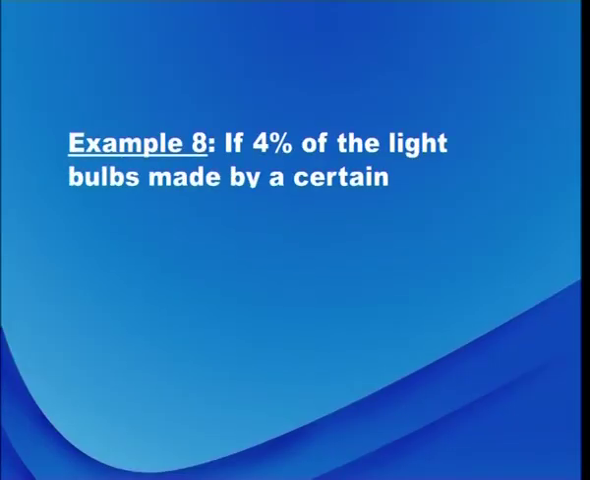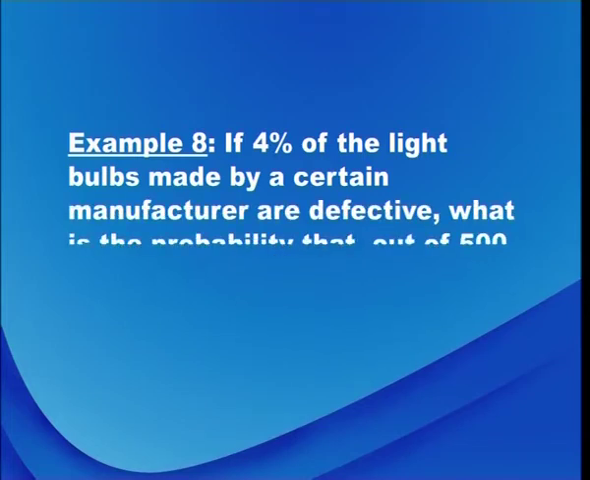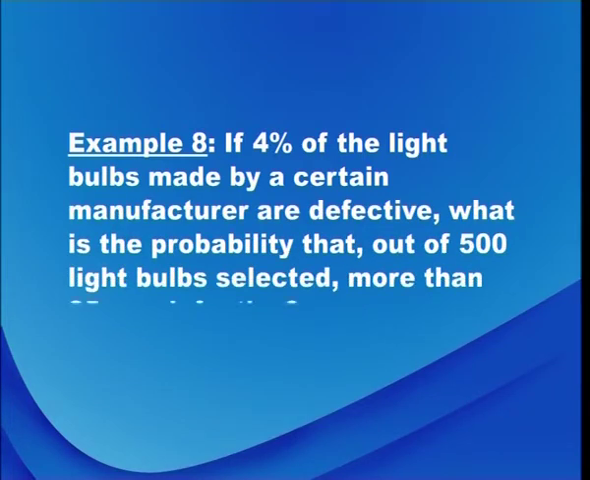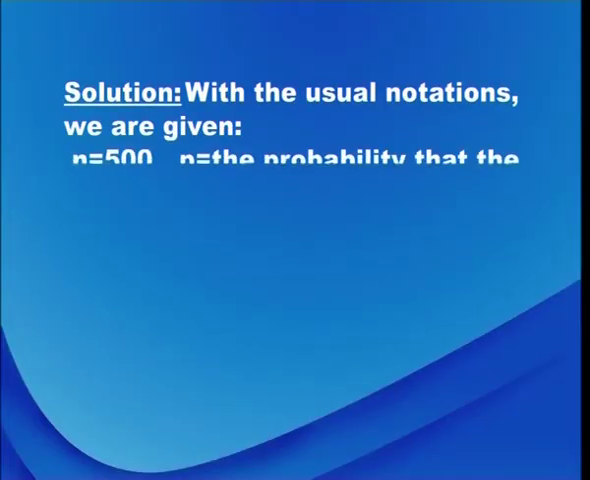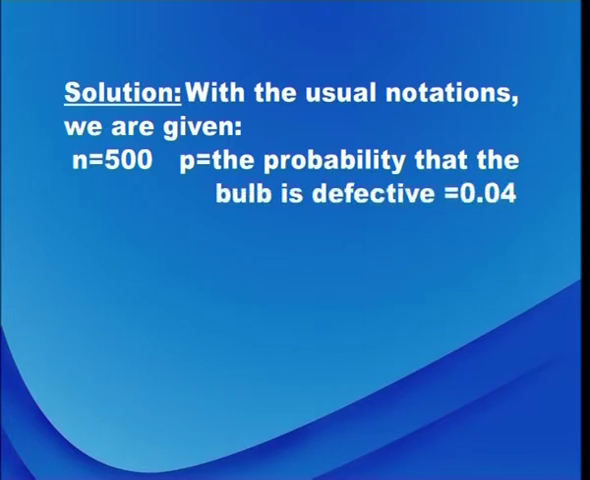Let's see an example. If 4% of the light bulbs made by a certain manufacturer are defective, what is the probability that out of the 500 light bulbs selected, more than 25 are defective? Let's see the solution. With the usual notations, we are given n equals 500 and p, the probability that the bulb is defective, equal to 0.04.